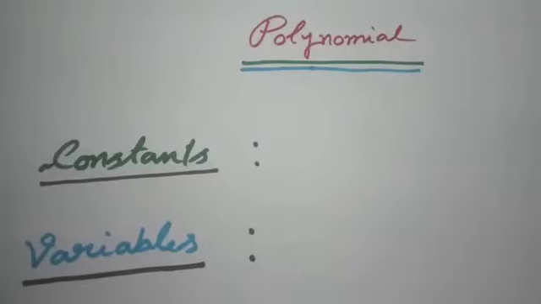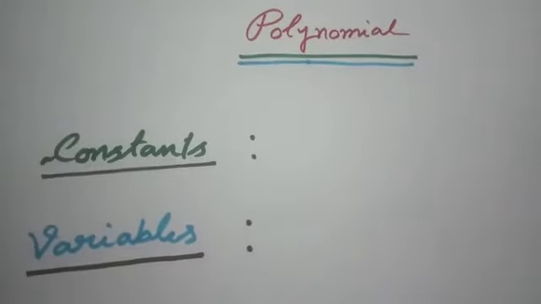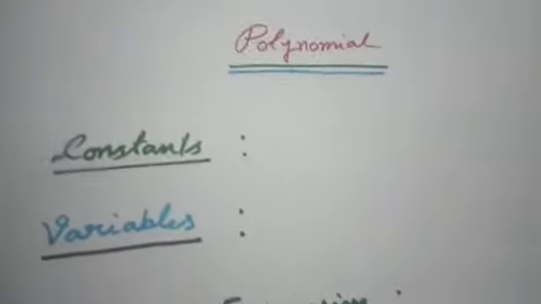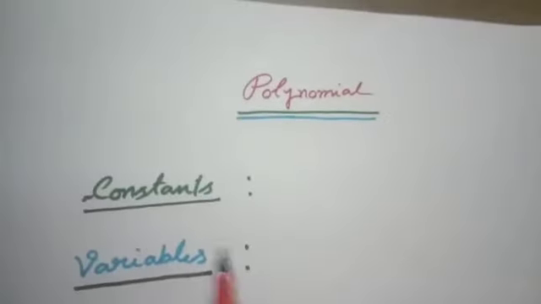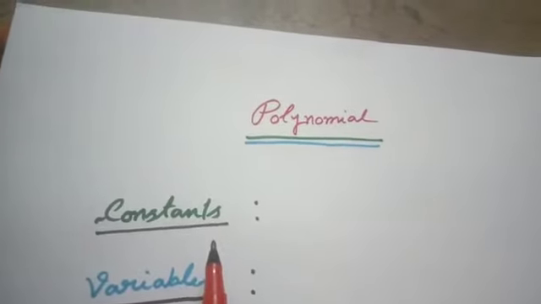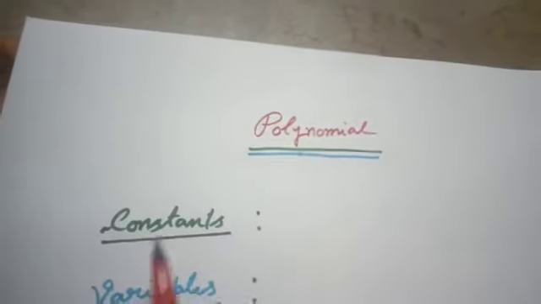Dear students, today we'll discuss the topic polynomial. Before starting the chapter, we'll discuss some definitions. At first, the definition of constant. A symbol in algebra having a fixed value is called a constant.